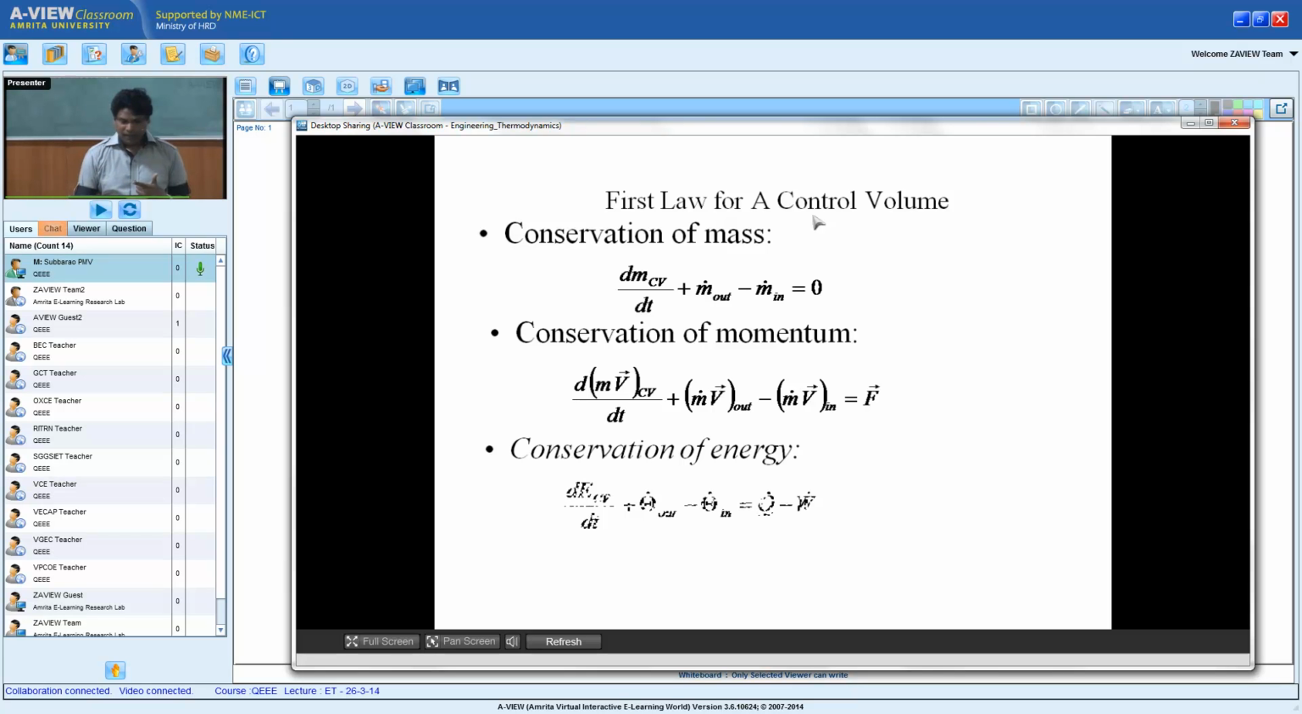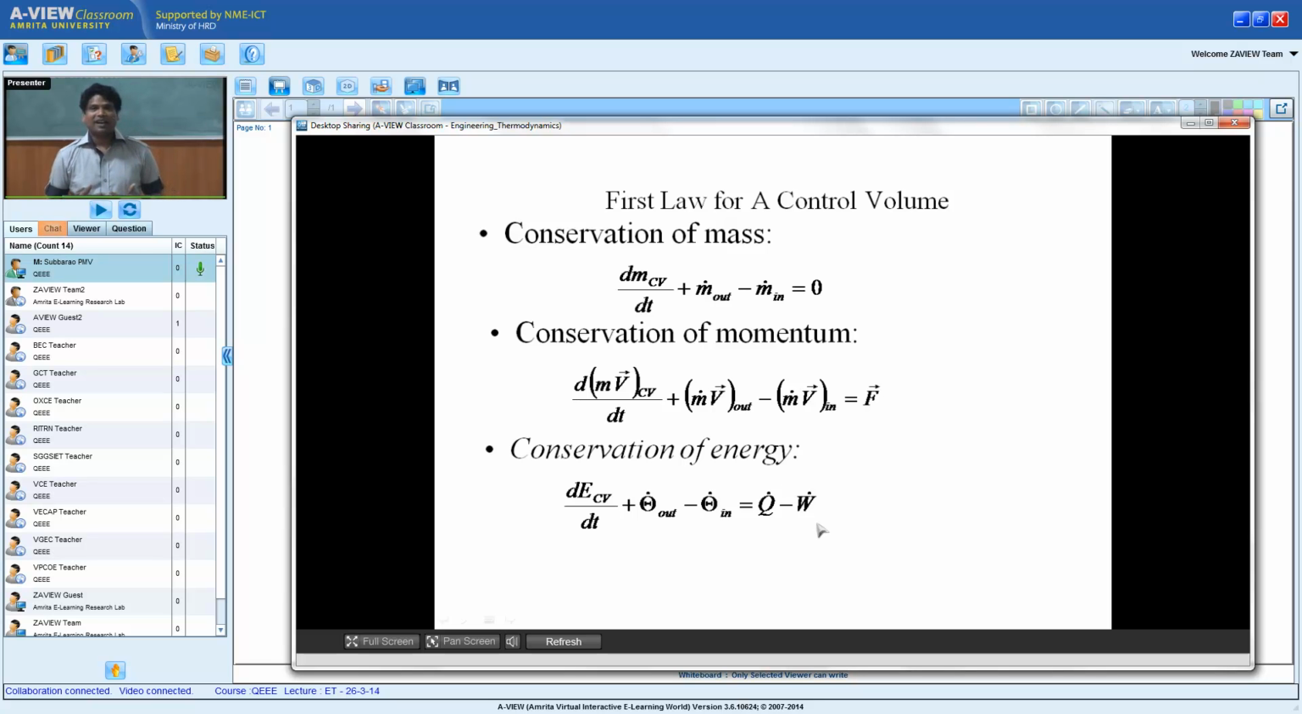So I am giving you the expression. The rate of change of energy, dE_CV by dt, of a control volume changes because there is some energy flowing out and some energy flowing in. How do you estimate that, and what are the parameters which will affect this? And of course, in any case, energy can change because of heat transfer or work transfer.